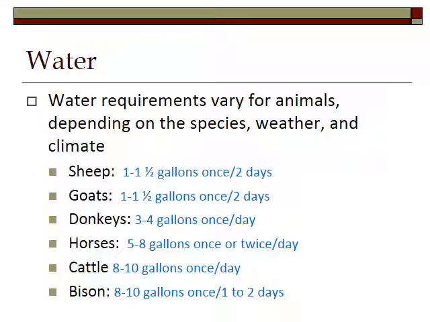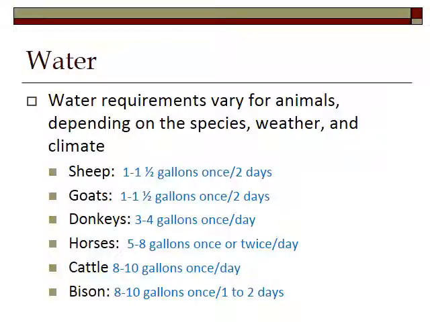Okay, water requirements definitely vary with animal depending on the species, but also depending on the weather and climate that the animal is experiencing. Let's think first about species. I've got listed here goats, sheep, donkeys, horses, cattle. If you look at sheep, they're at about up to a gallon or a gallon and a half every 2 days. They can drink once a day, but they also could drink every 2 days. Whereas bison and cattle generally need to drink 1 or 2 times per day. So they generally drink on a daily basis, often once or twice per day.